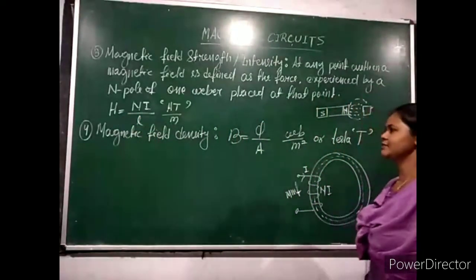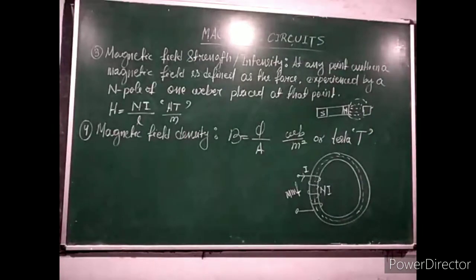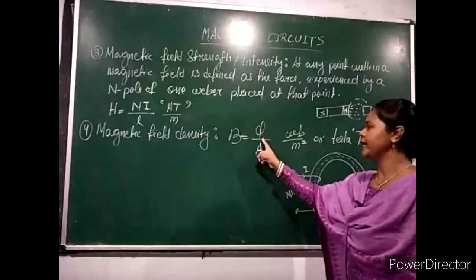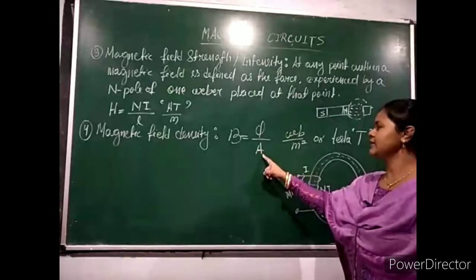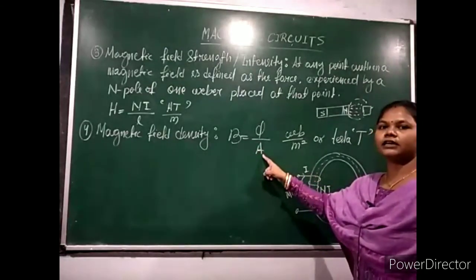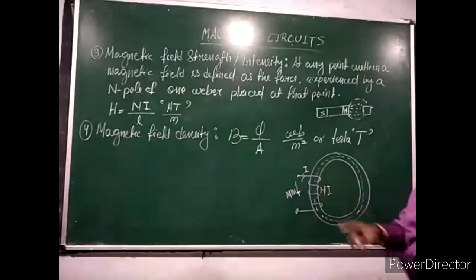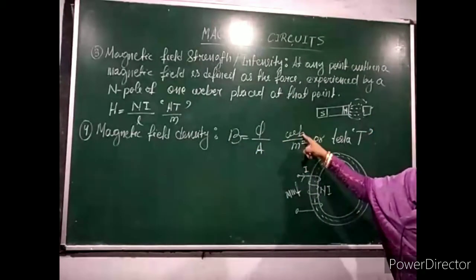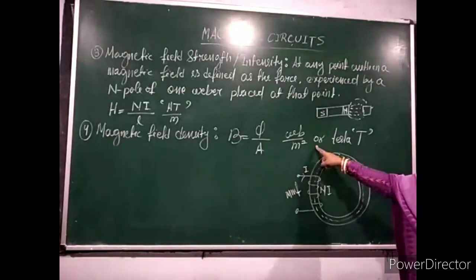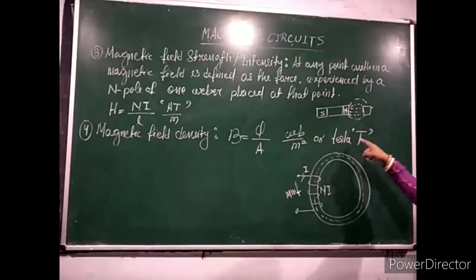Next we see what is magnetic field density. Magnetic field density is the ratio of the flux per cross sectional area of the magnetic circuit, that is B is equal to phi by A, where phi is the flux in Weber and A is the cross sectional area of the magnetic circuit in meter square. So the unit of magnetic flux density is Weber per meter square, or Tesla, symbolized by T.